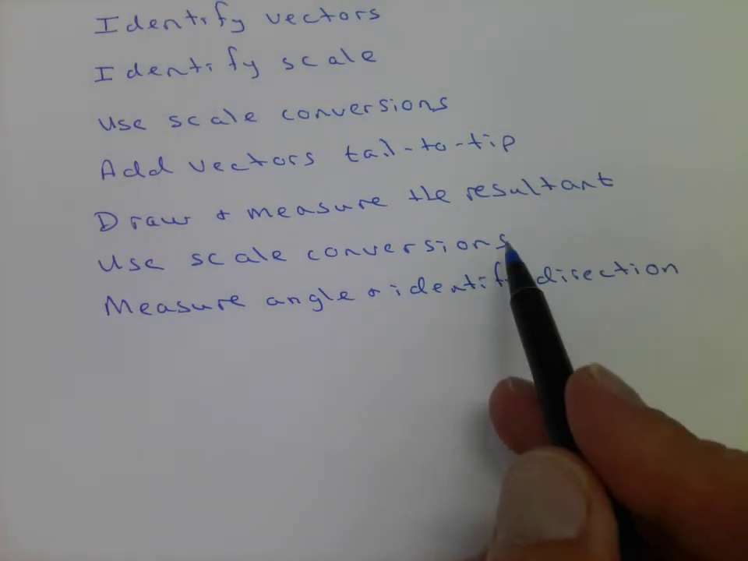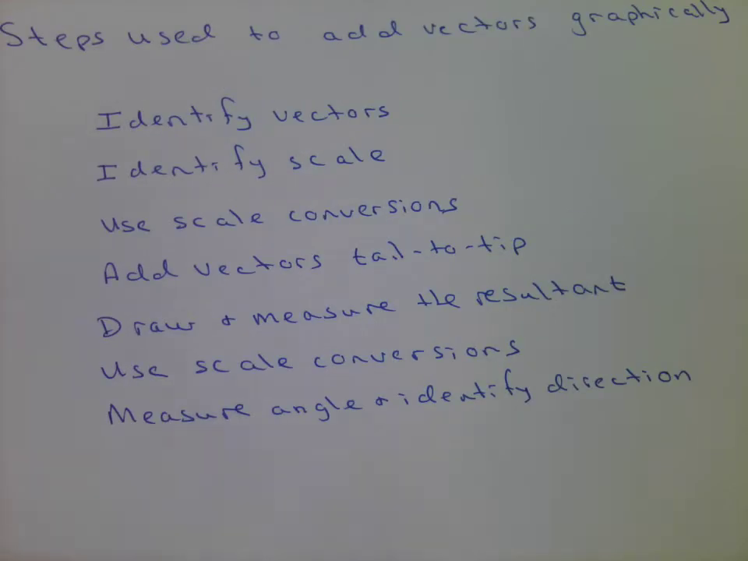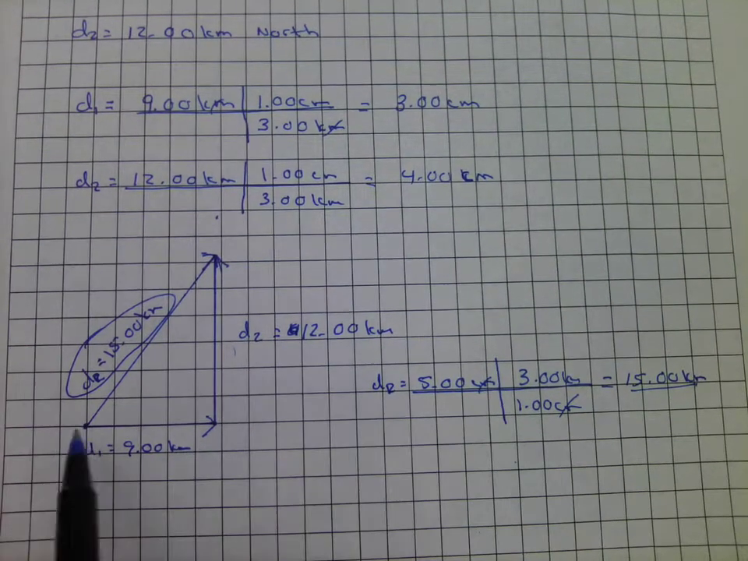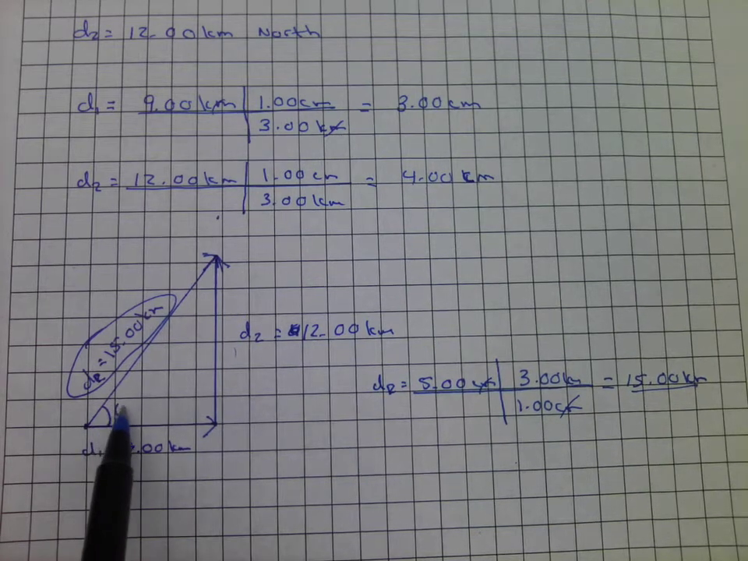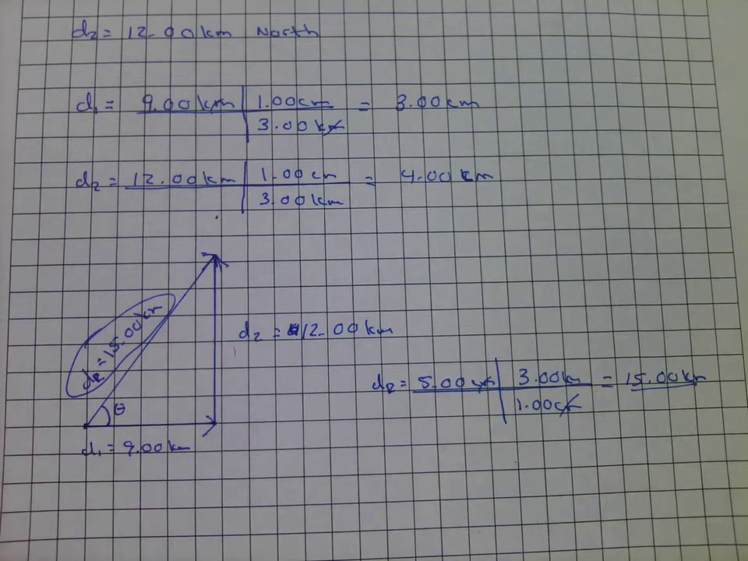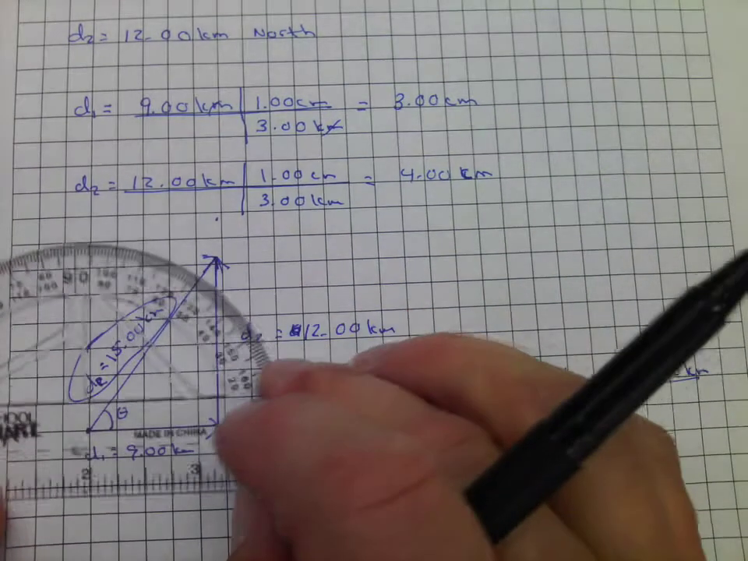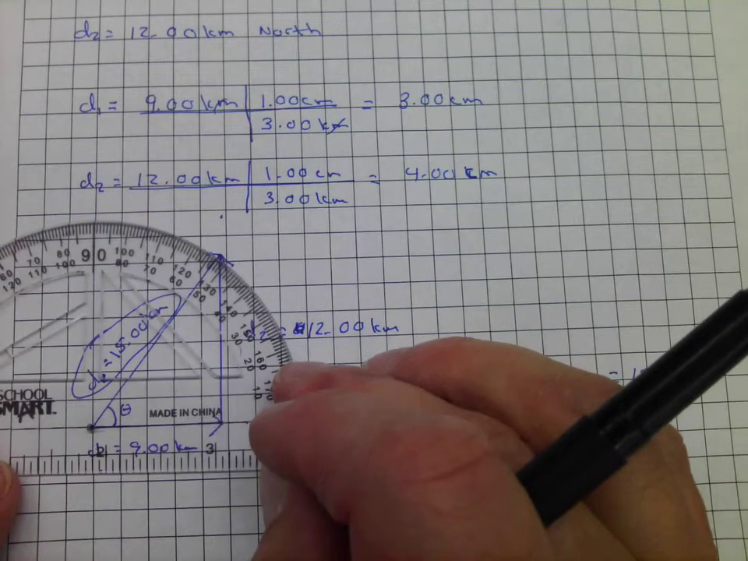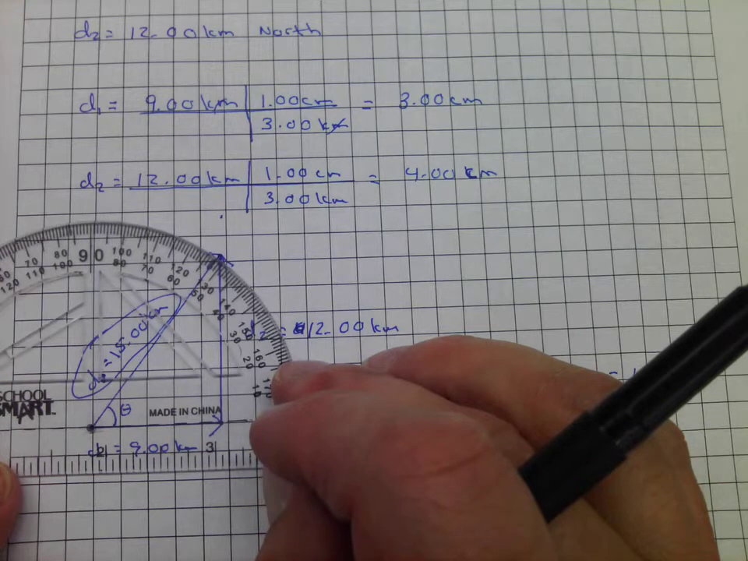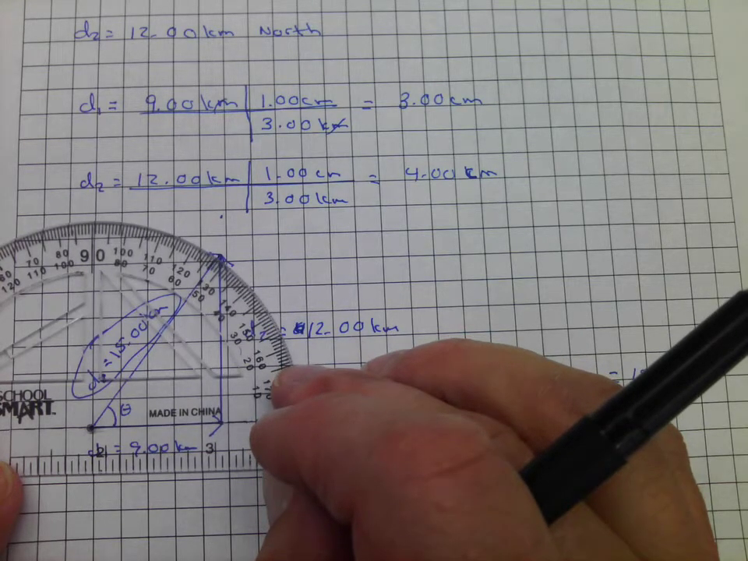The last step I need to do, so I've used my scale conversions to convert the scale distances to actual distances. I now need to measure the angle and identify the direction. The angle of the resultant vector is always drawn from the tail of the first vector towards the tail of the resultant vector. So this is the angle that I'm going to measure right here. We call that theta. So I use the protractor, line it up so the 0 mark is at the tail of the first vector, and that is aligned properly, vertically and horizontally.